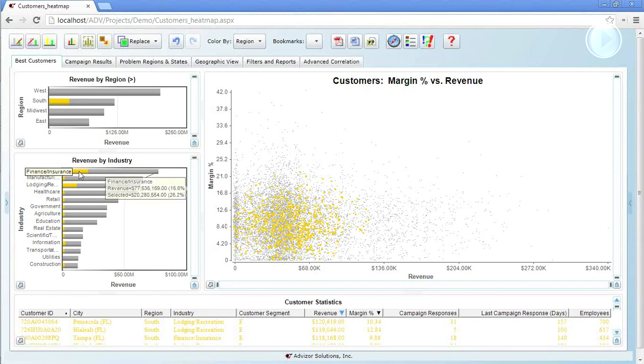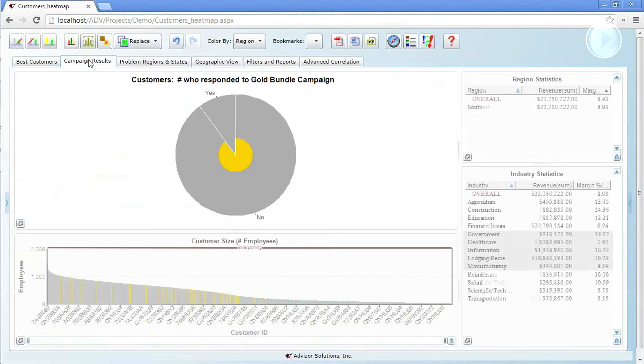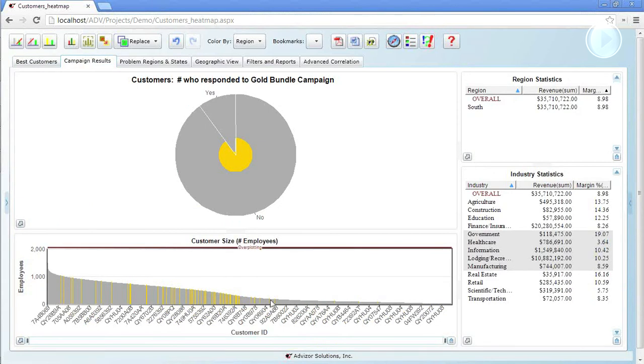Skewed towards finance and insurance, and it makes up 26% of the overall finance insurance industry, and also lodging and recreation. Let's look at campaign results. The Florida customers also did not reply to the campaign. Nobody replied to the campaign. But if I look at the size distribution, the Florida customers are a little bit bigger. So I have a slightly different issue in Florida than in Illinois, but both of these require a summary.